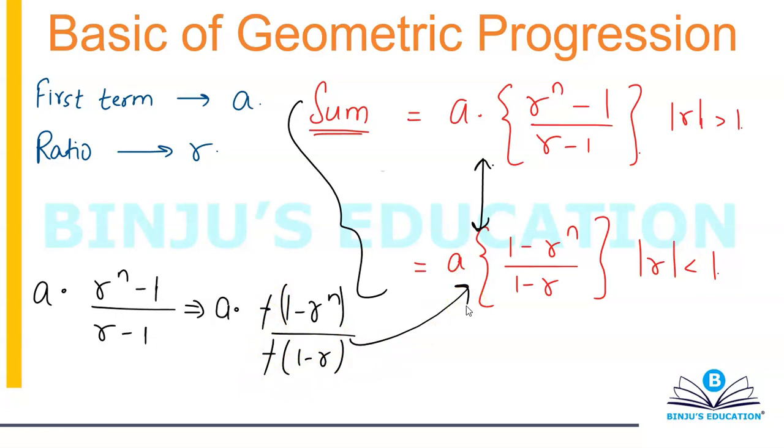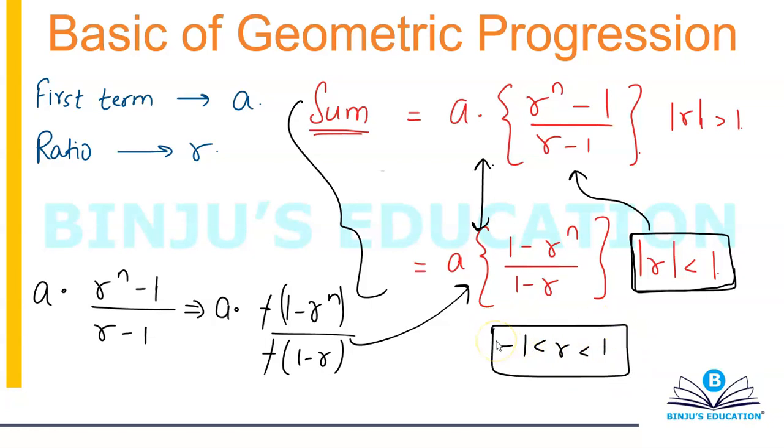Also understand, if mod of R is less than 1 and you use the first formula, you'll get your numerator as negative, and you'll also get your denominator as negative, because mod of R less than 1 basically means R will lie between 1 and minus 1. So both negative will automatically give you a positive result. Either way, remember one of them, it really doesn't matter.